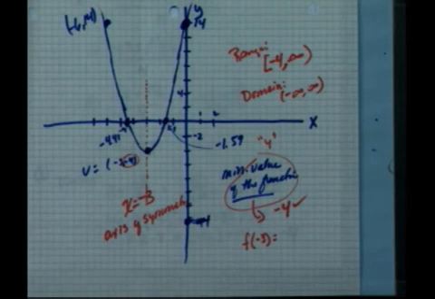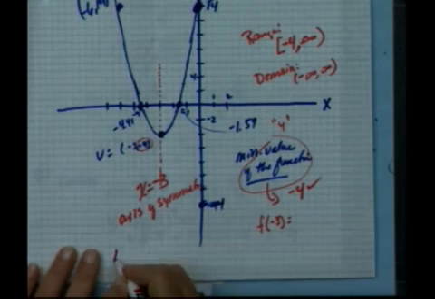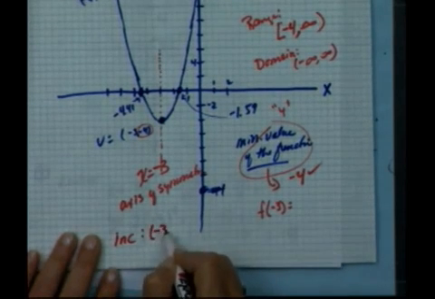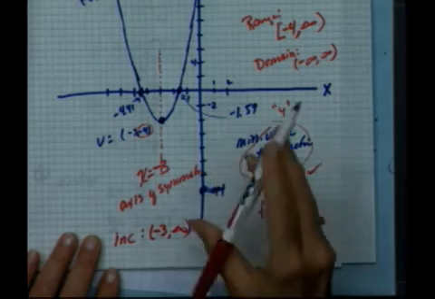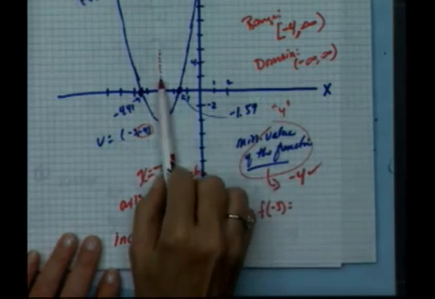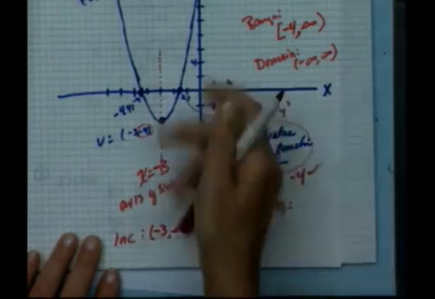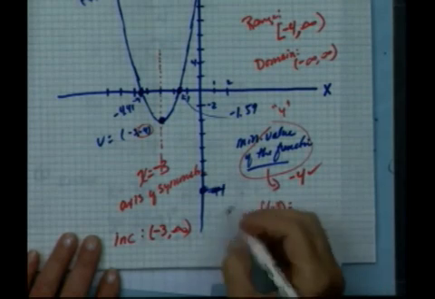Where does this function increase? Over what open interval is it increasing? -3 to infinity. You're saying, over what values of x are the y values getting bigger? Once you start at -3 and keep going this way, the curve just gets bigger and bigger, right?